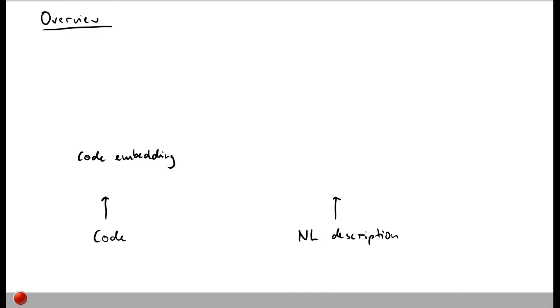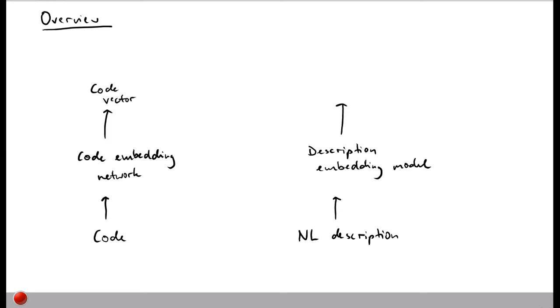And we'll see in a second how exactly that works. What it computes at the end is some vector that represents the given piece of code, so a code vector. And on the other side, we also have a description embedding network. So another neural model that takes the given natural language description and also summarizes it in a single vector, which is here called the description vector.